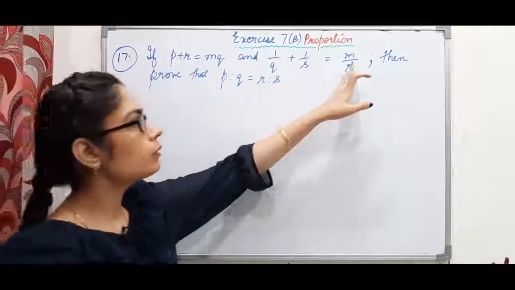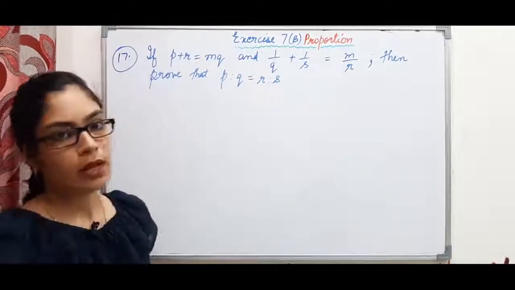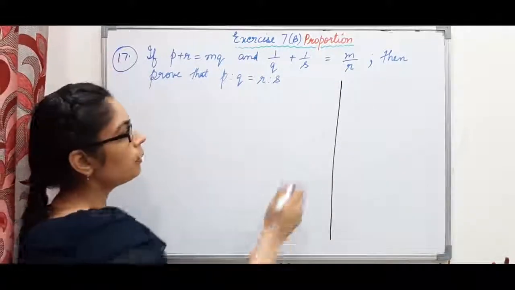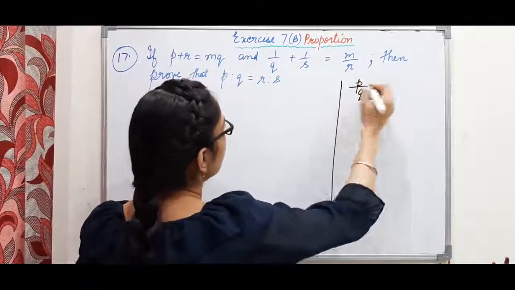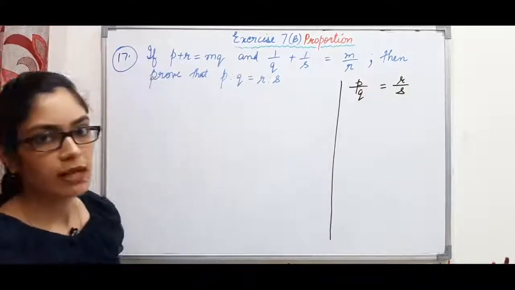In the 17th question it's given, if p plus r is equal to mq and 1 by q plus 1 by s is equal to m by r, then prove that p is to q is equal to r is to s. So what we have to prove? It's written in ratio form, so let's write it in this form. p is to q I will write as p by q, and r is to s I can write as r by s. So this thing we have to prove.